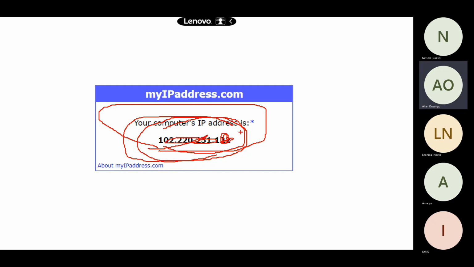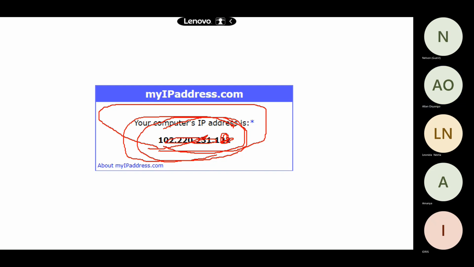It's actually because the world has run out of these public IP addresses. The world has run out of the public IP addresses, and we are currently just sharing public IP addresses, but that is a temporary solution. That is not going to last for long.